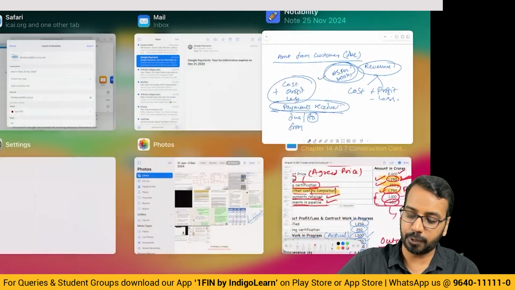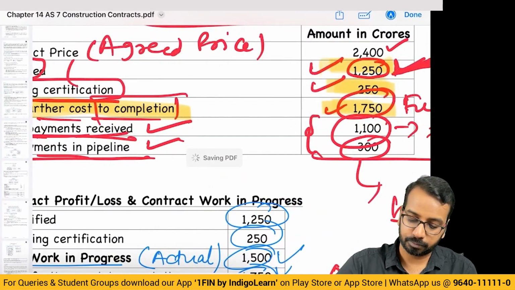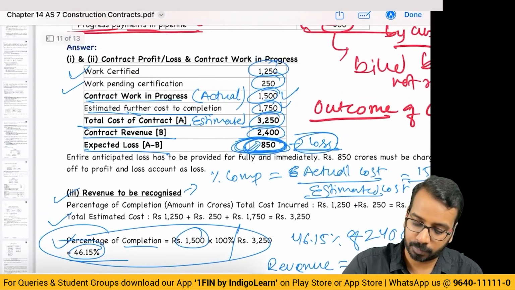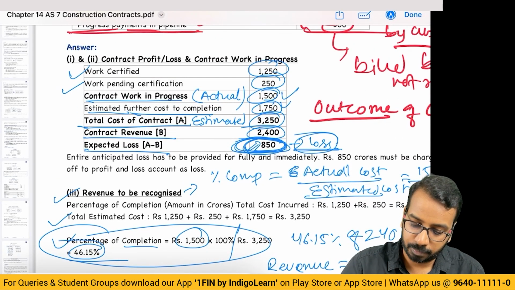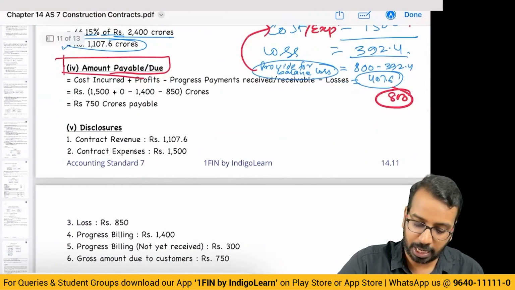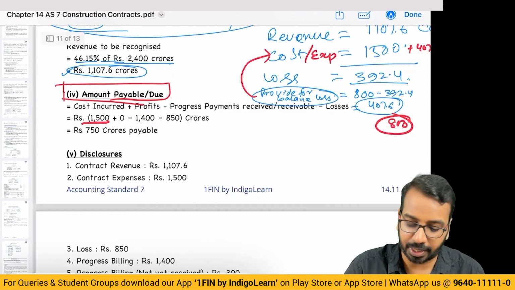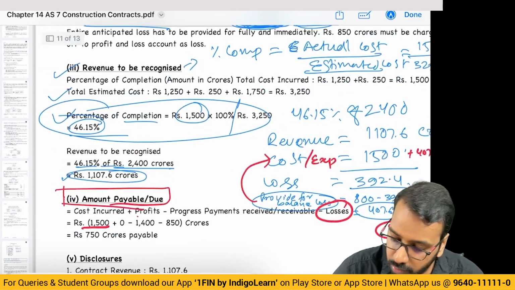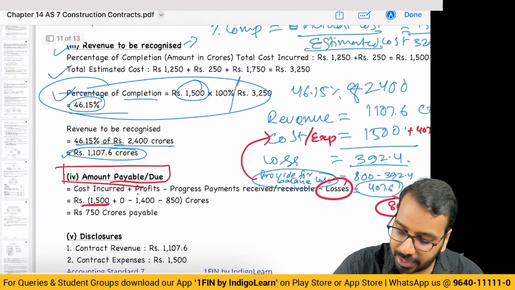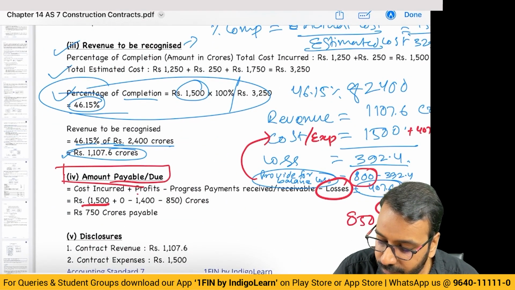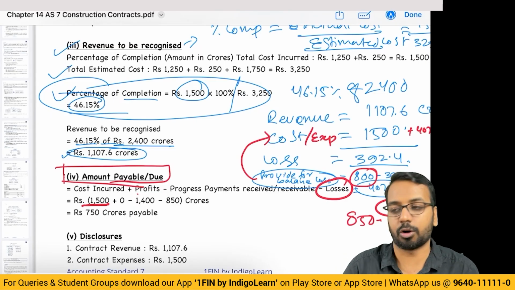So in the given question, my cost is work certified plus work pending payment. This is 1500. So amount due is 1500. There is no profit, but there is a loss. How much is the loss we have recognized? Oh, I did here 800. None of you corrected me. This is not 800, but this is 850. So this number will also change automatically.